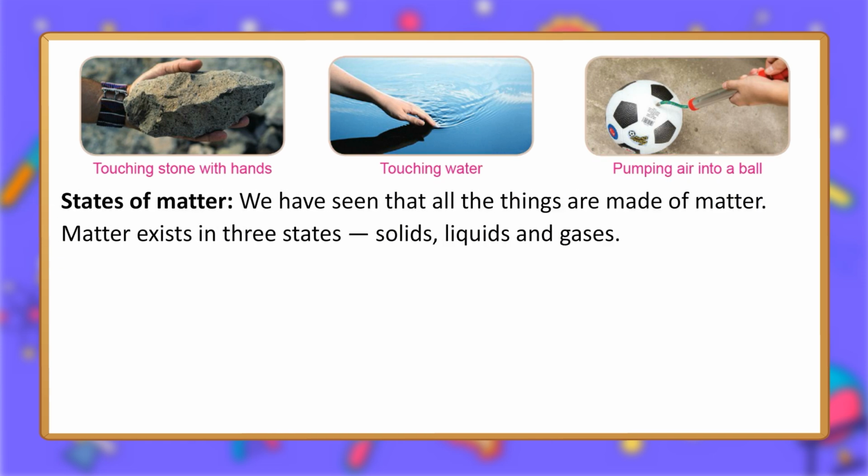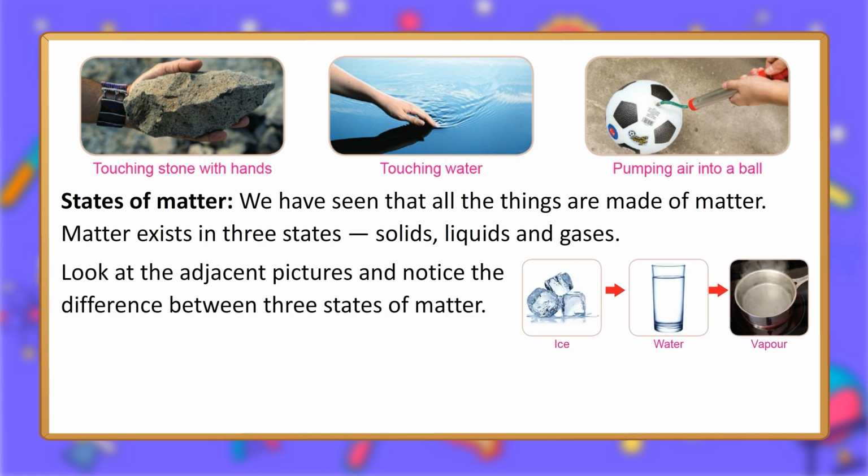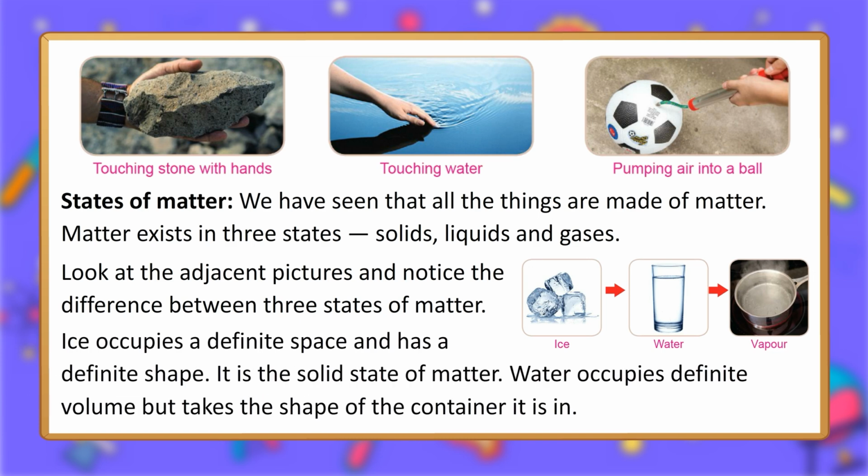States of matter. We have seen that all the things are made of matter. Matter exists in three states: solids, liquids and gases. Look at the adjacent pictures and notice the difference between three states of matter. Ice occupies a definite space and has a definite shape. It is the solid state of matter.